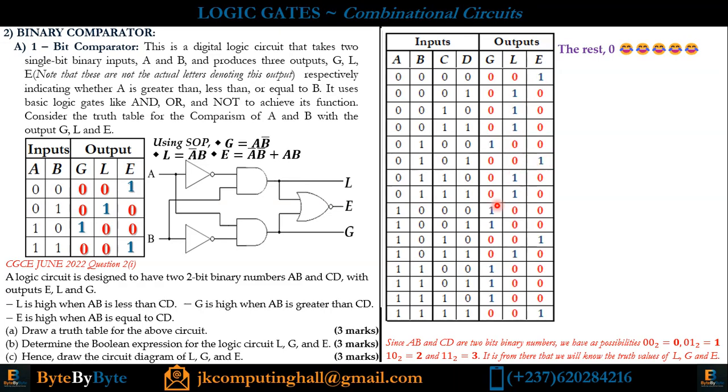As you can see, dear student, there is no row where I will have more than a single one or less than a single one. That is how you can be sure that the truth table of your binary comparator is correct. Okay, we move. In this case, we have up to 4 inputs.